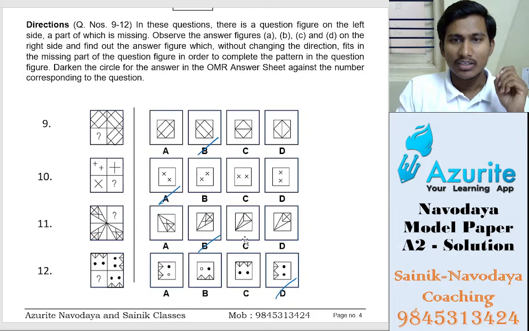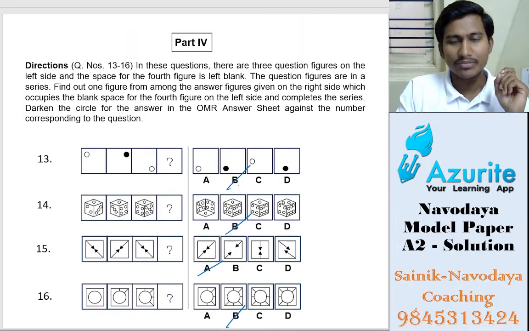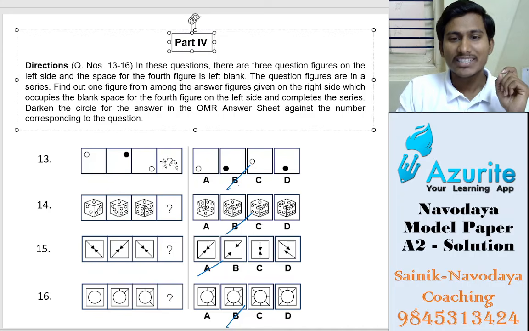Okay, now let us go to the next part. That is the fourth part. The fourth part is figure series. So one after the other we have to check. So here 13th is option B, 14th is option B, 15th is A, 16th is B.